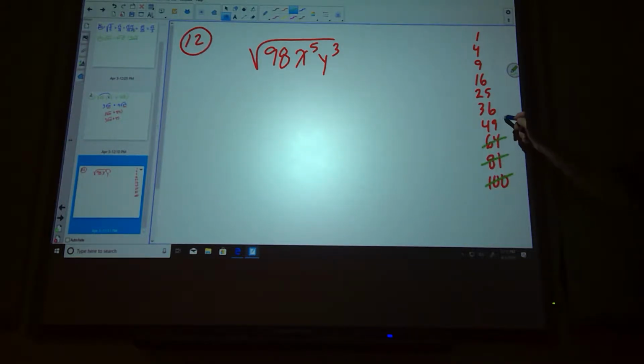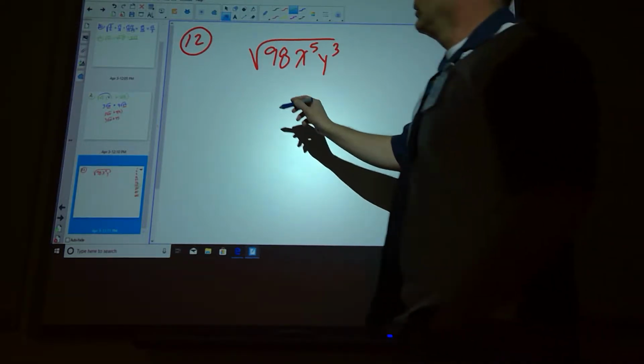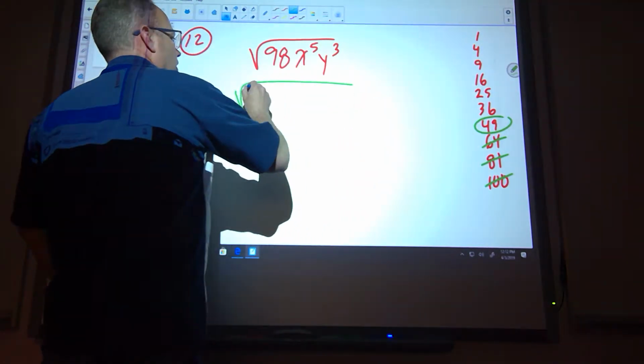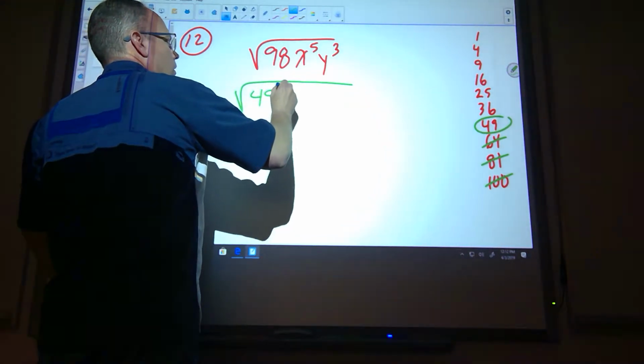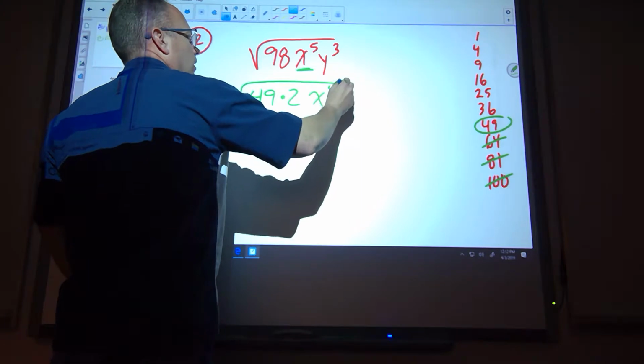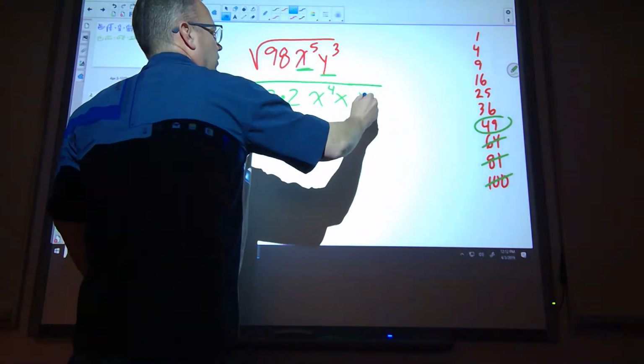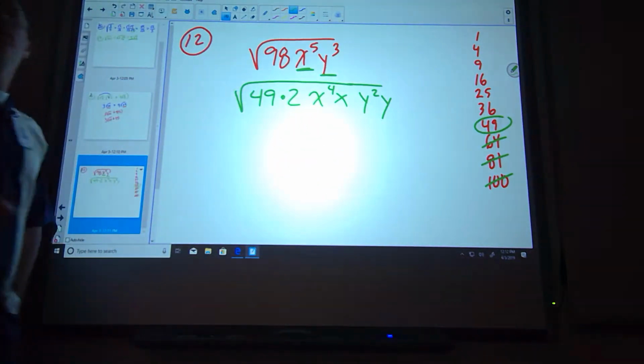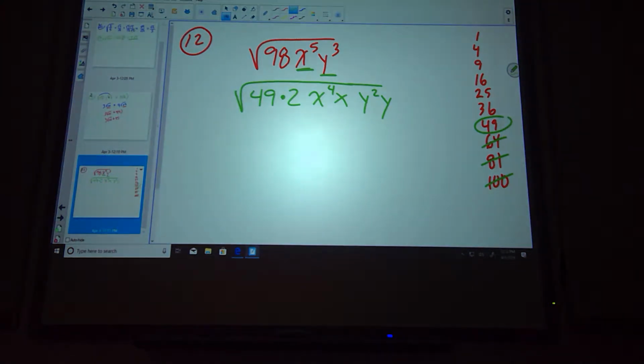that aren't going to work. So that'll work. 49 times 2 is 98. Is that okay? So let's just rewrite that like this. And then I'm going to change that to x to the 4th and x. And I'm going to change that to y to the 2nd and y. Okay, why did I change x to the 5th to x to the 4th x? What's x to the 4th? X squared. Yeah, it's a perfect square, so if I take the square root, it becomes x squared. And then the square root of y squared is y.